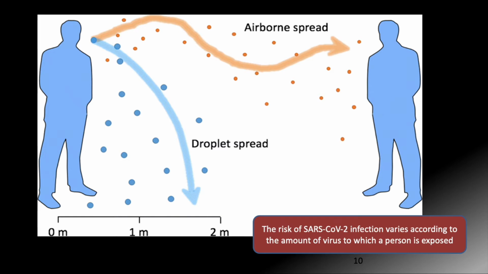So the risk of SARS-CoV infection varies according to the amount of virus to which a person is exposed. This is a very important point. Now droplets are large, they have large viral particles. So if you inhale droplets, your chances of getting infection are higher. Okay, so the dose of the virus you get from droplets is significantly higher as compared to aerosol. The other problem with aerosol is it can go directly to your alveoli and can cause significant lung infection in patients. Okay, we'll talk about that too.